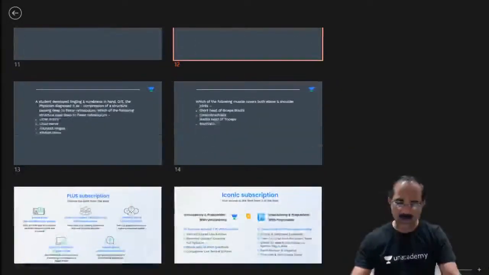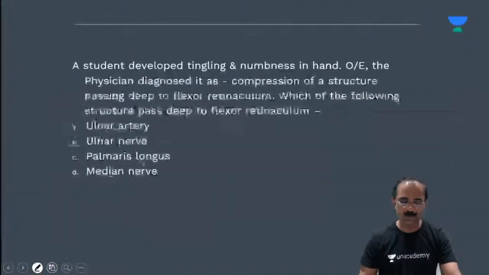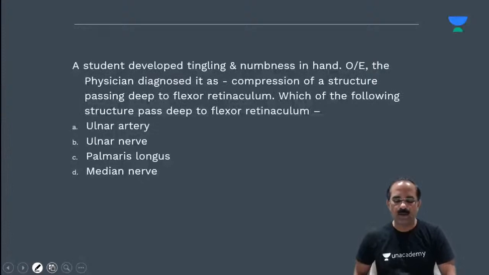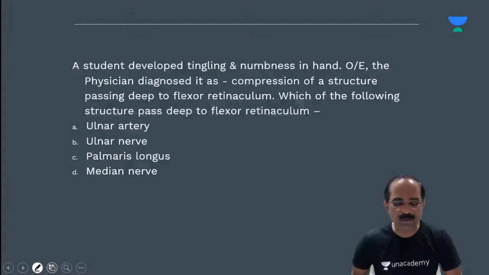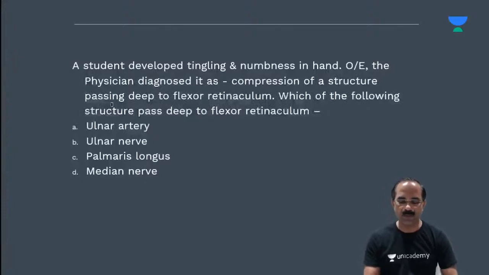Okay, students. So now coming to the next MCQ. Answer this. A student developed tingling and numbness in the hand. On examination, the physician diagnosed it as compression of a structure passing deep to the flexor retinaculum. Which of the following structures pass deep to the flexor retinaculum?